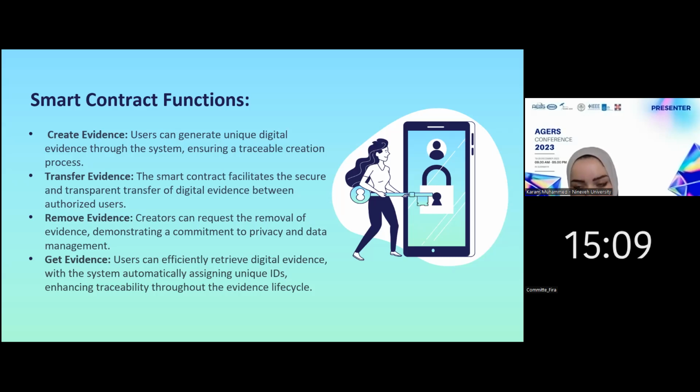In remove evidence, creators can request the removal of evidence, demonstrating a commitment to privacy and data management. In get evidence, users can efficiently retrieve digital evidence, with the system automatically assigning unique IDs, enhancing traceability throughout the evidence lifecycle.